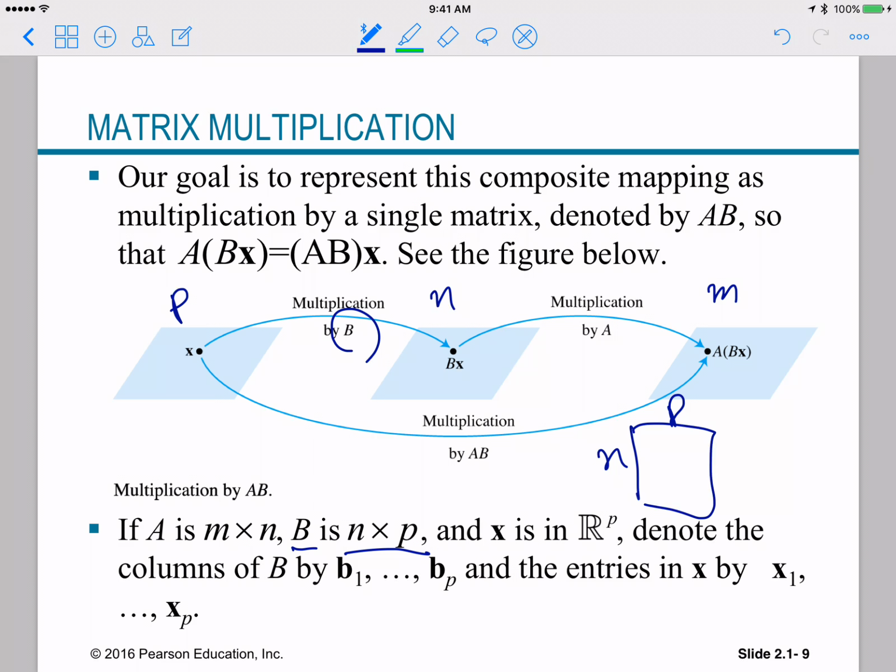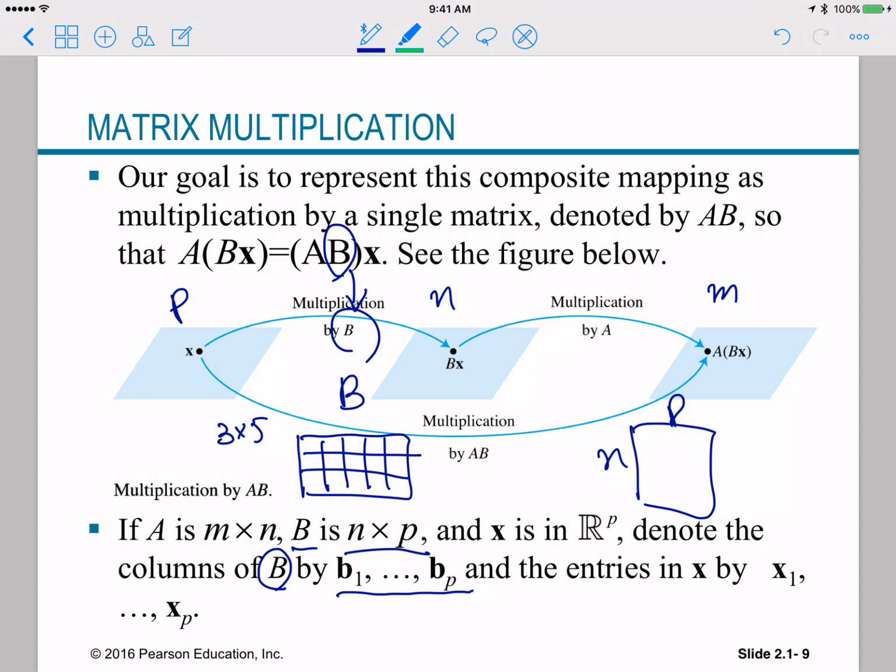Okay, and so here let's consider the columns of B. So our matrix B, which is the first step of our transformation, is composed of these vectors b1 through bp. Okay, so if B was 3 by 5, then it is some matrix like this. Then we consider each column as b1 through bp, or b5 in this case, because p is 5.